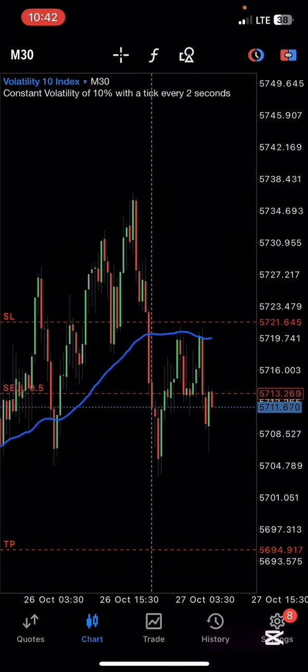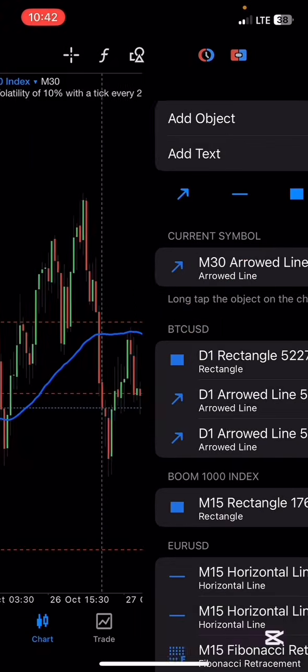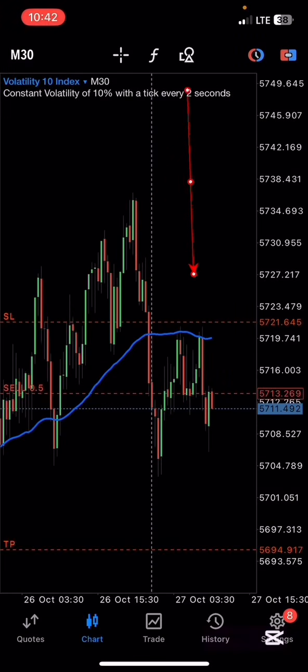I want you to understand this: your moving average should be serving as support or resistance. Let's say you identify a trend and the trend is down. That means you are going to be looking for selling opportunities.